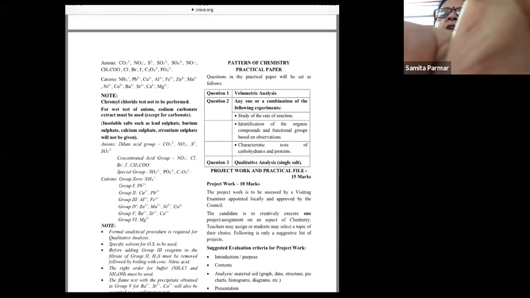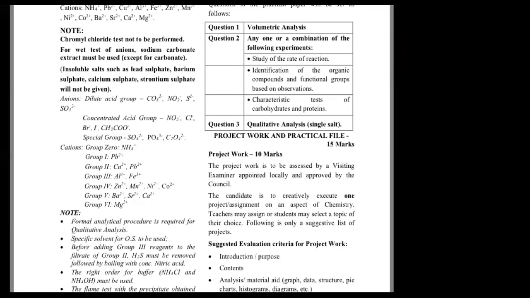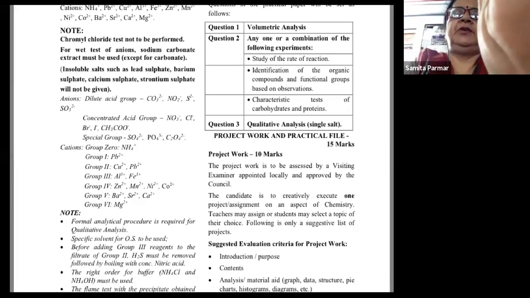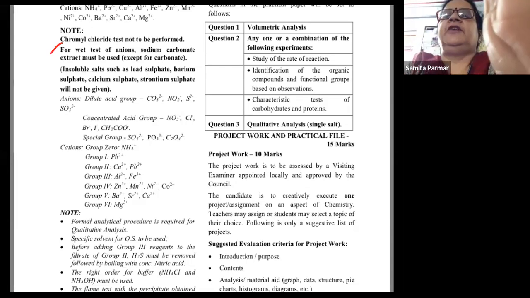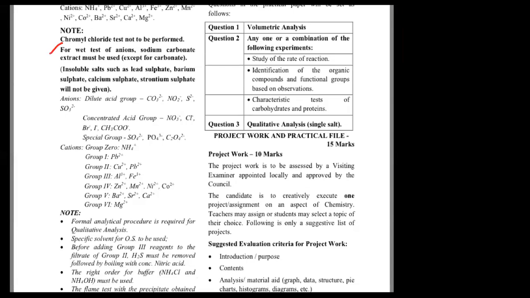You will see this is what you have already done, and it is kind of the same for both standard 11 and standard 12. All right. So these are the cations and anions you have to do. How to prepare the sodium carbonate extract for the testing of the anions. I'm talking about this part. For the wet test of anions, the sodium carbonate extract must be used.